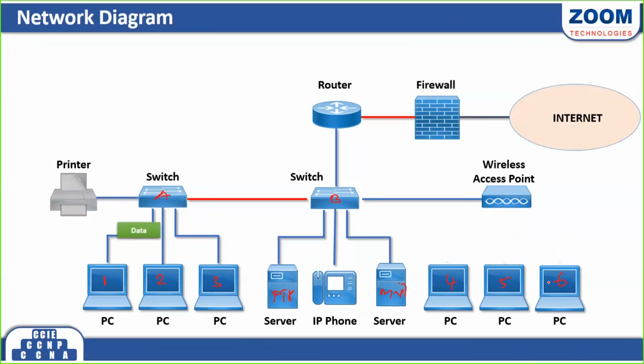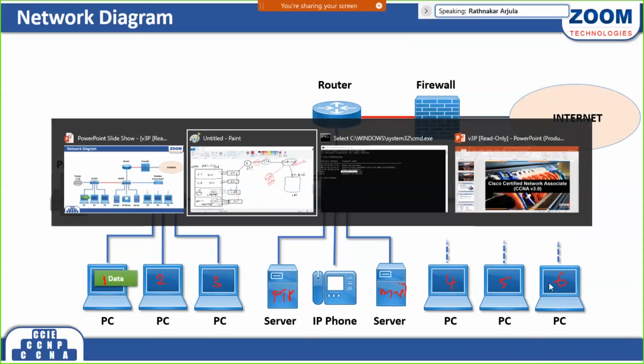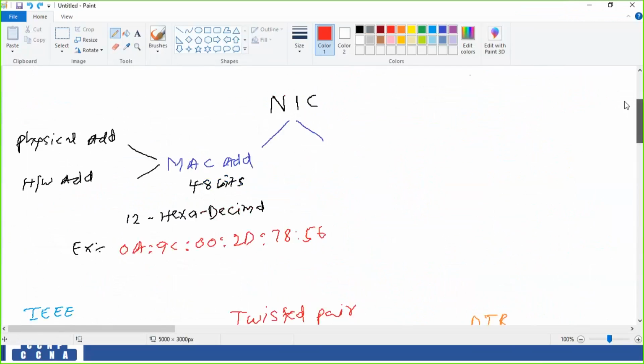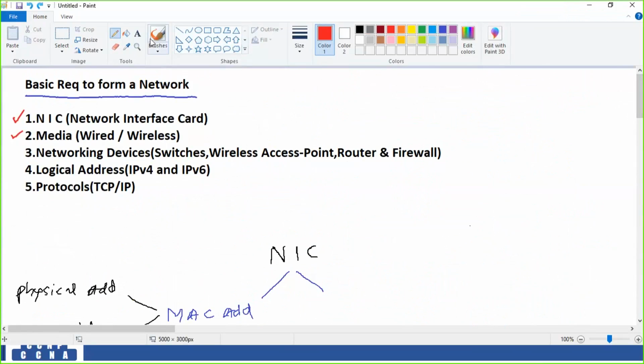Clear? Yes, sir. Perfect. So that's all for today, and I'm ending with 3 points: NIC, media, networking devices. Point number 4, which is logical address. Tomorrow we'll continue with IPv4.